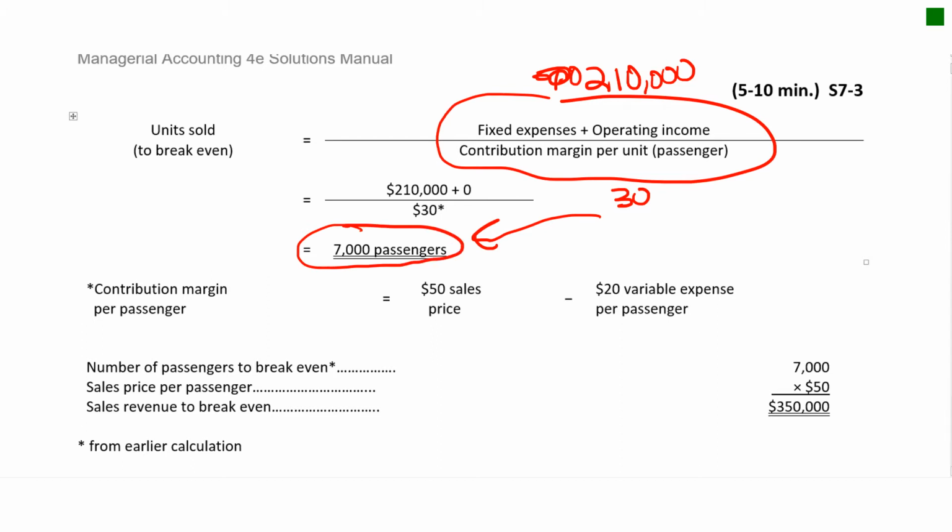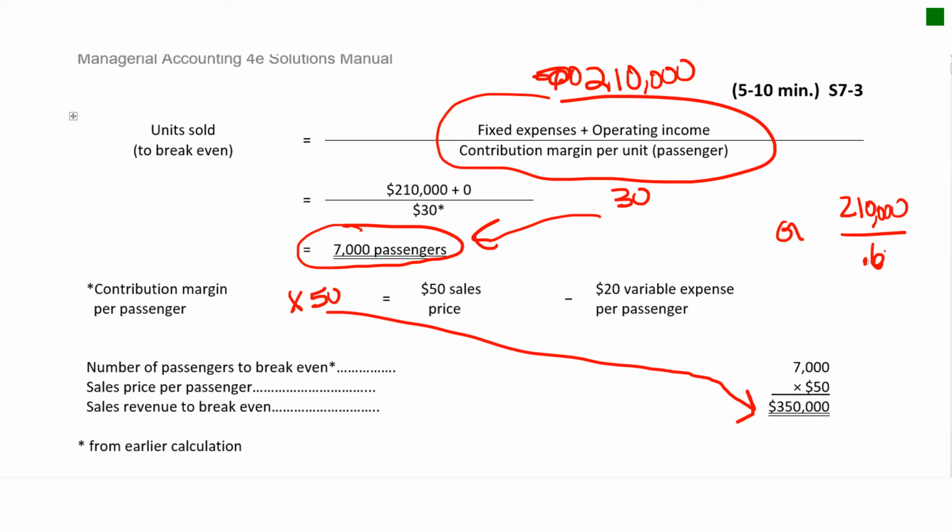And then of course, they did give you the sales price, so you could just multiply that by $50. That would give you your revenue, which is right here. Or you could also have taken 210,000, and if you divide that by your CM ratio, which is 60%, that would also give you the same number.